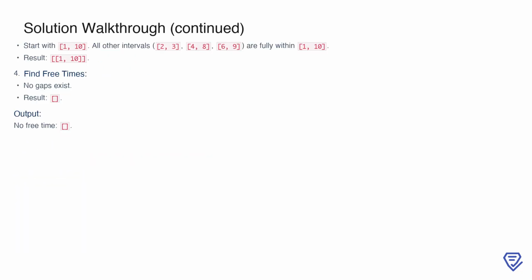In the final example, all schedules are fully overlapping. Flattening the input gives us [1,10], [2,3], [4,8], [6,9]. Sorting these intervals by their start times results in the same list, as they are already sorted. When merging, we start with [1,10]. The other intervals, [2,3], [4,8], and [6,9], are all fully contained within [1,10], so the result of merging is simply [1,10]. Since there are no gaps between intervals, there are no free times. The result is an empty list.